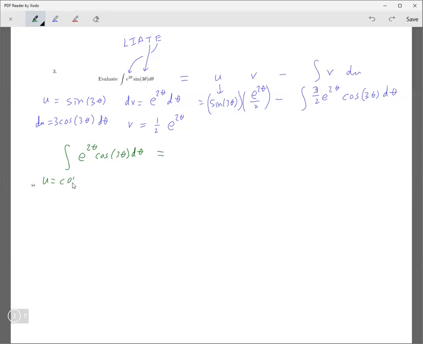So letting u be, this time, cosine of 3 theta, and dv will be everything else. So du becomes negative 3 sine 3 theta, and v becomes e to the 2 theta over 2. Oh, and I keep on forgetting to write d theta. Okay, so that's u times v minus the integral of v du. So the u is cosine 3 theta, and the v is this one.